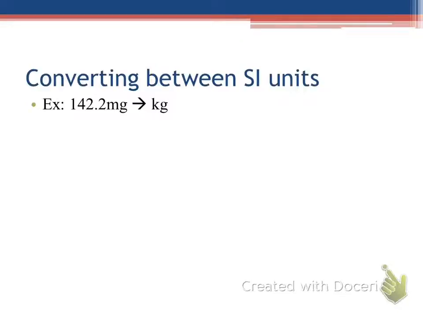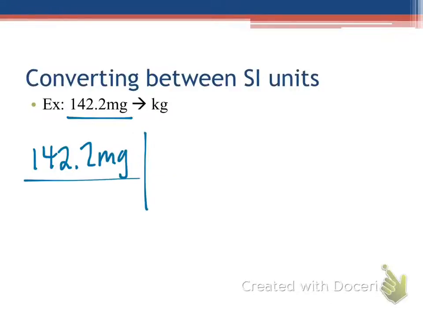Okay. So when I convert, I use something that's called a T-chart. And a T-chart goes like this. I always start by writing what I know: 142.2 milligrams. Then I draw a T. This is the system that I use for converting everything. And it will always work.